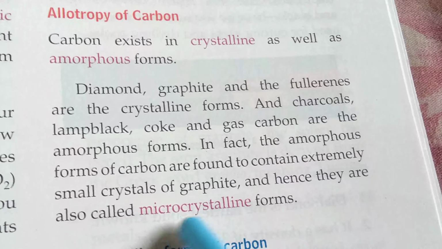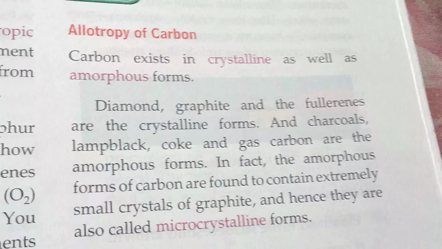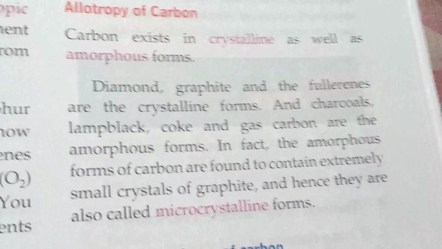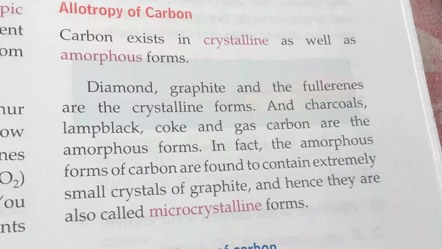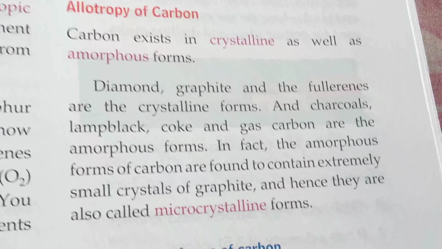also called microcrystalline forms. So normally, the forms of carbon, diamond, graphite, and fullerenes, are available in crystalline form. But in the case of charcoal, lamp black, coke, and gas carbon, they are found in amorphous form.